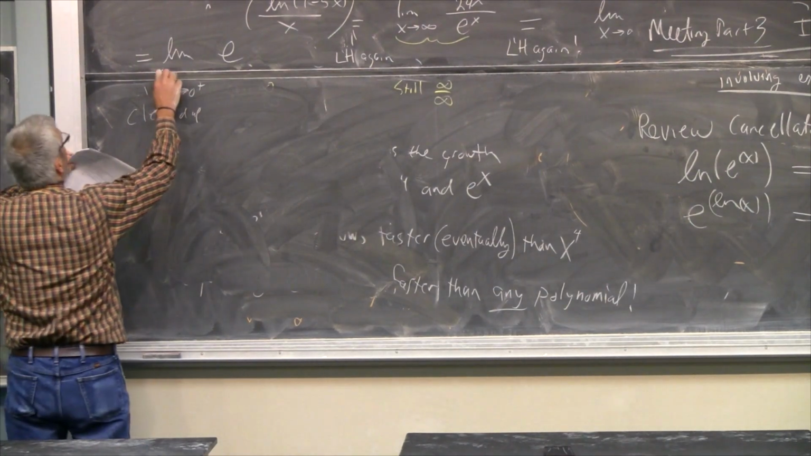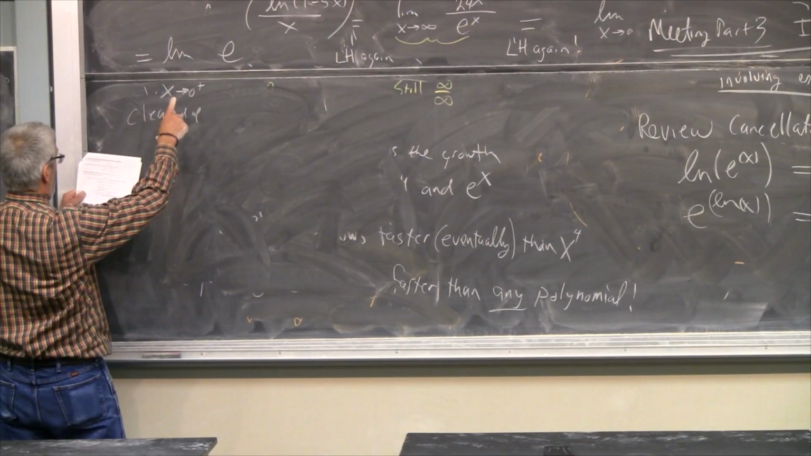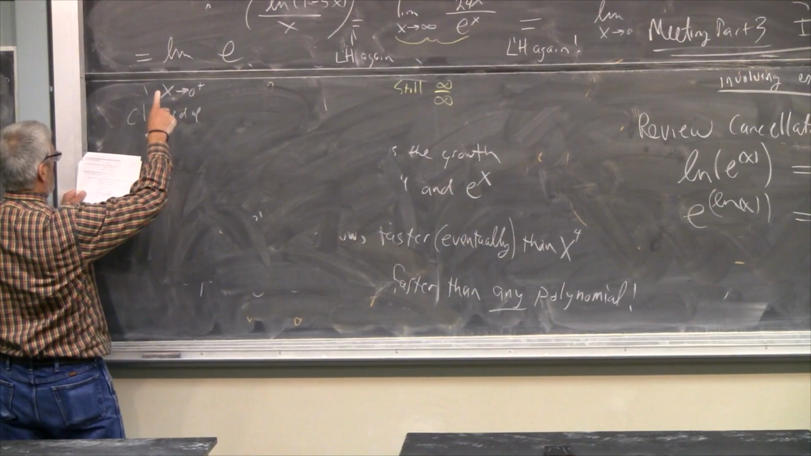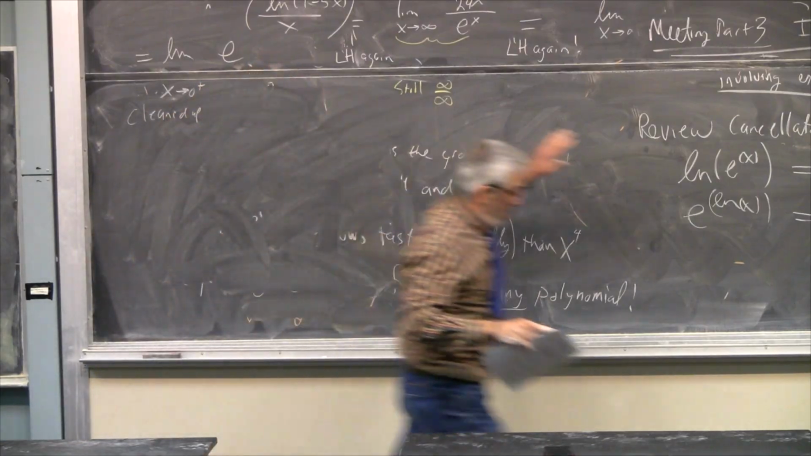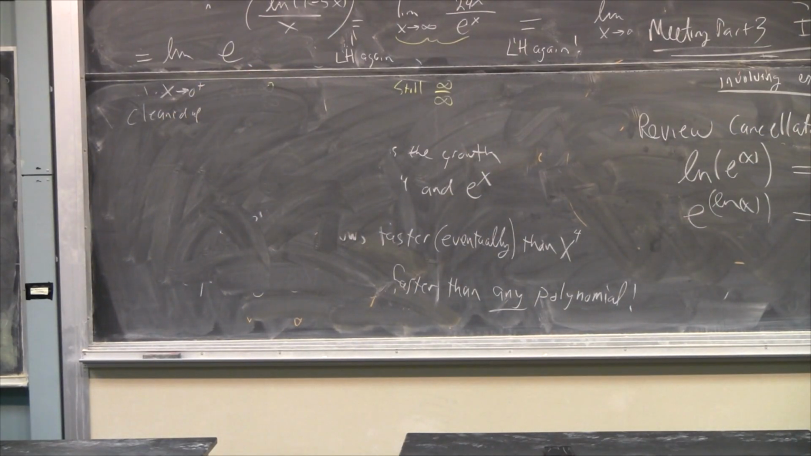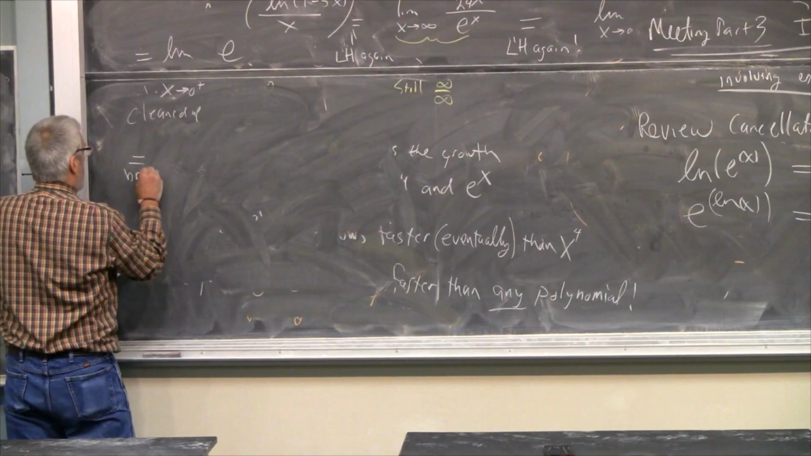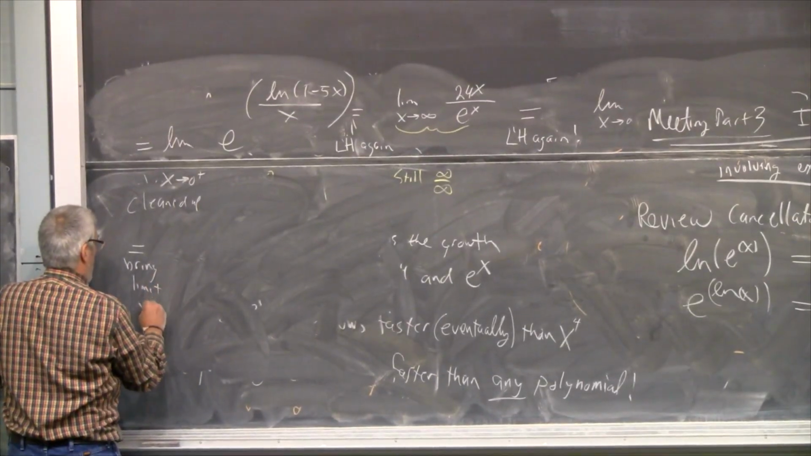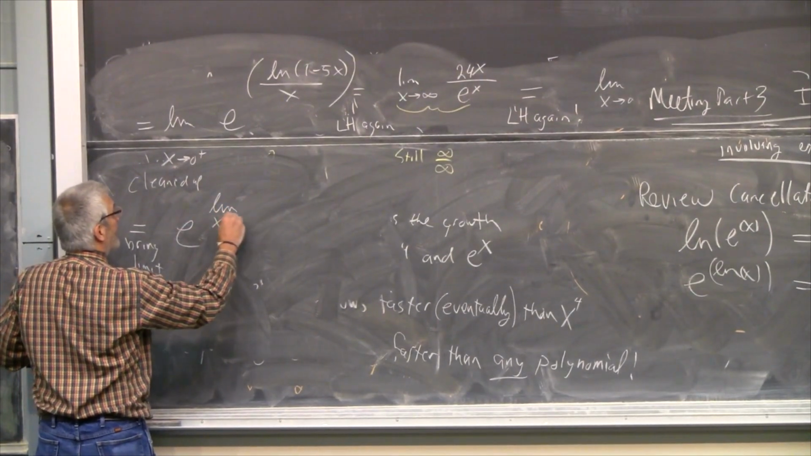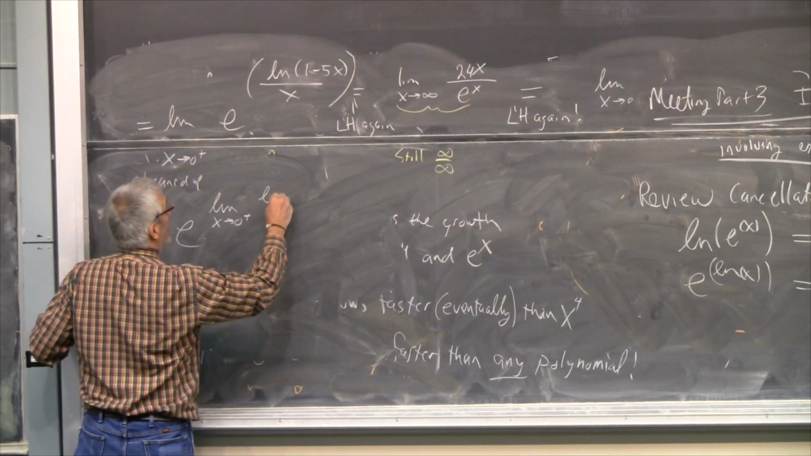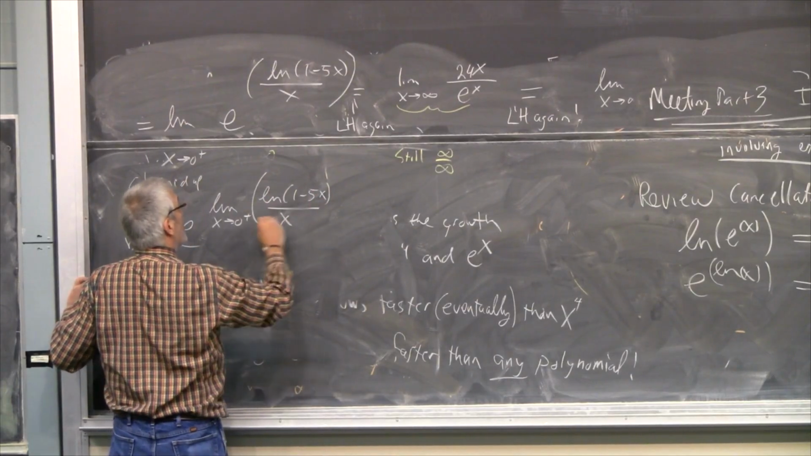So this is the limit as x approaches 0. Now look, I've got something of the form limit of e to some function. I can bring my limit inside. So the e raised to the limit as x approaches 0 of ln of 1 minus 5x over x.